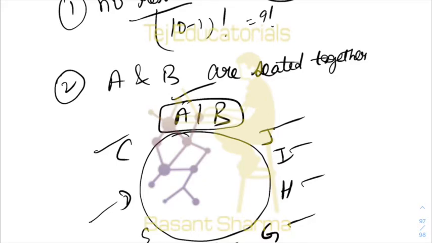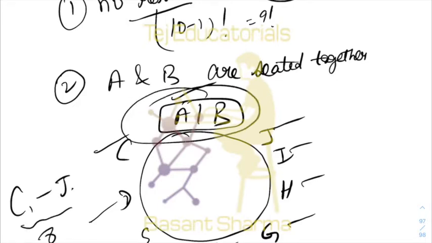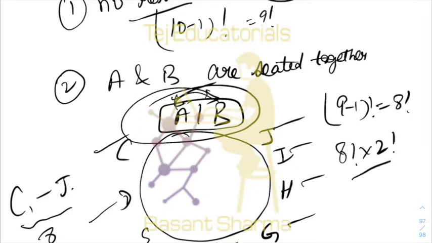You have total 9 objects, which are from C till J, 8 people, and this block which contains A and B. So 9 objects can be arranged around a circle in 9 minus 1, 8 factorial ways. And then you can permute A and B also amongst themselves. So the answer would be 8 factorial into 2 factorial.